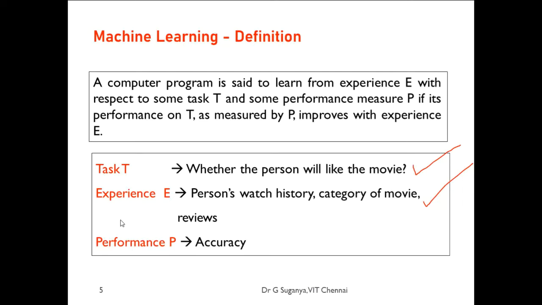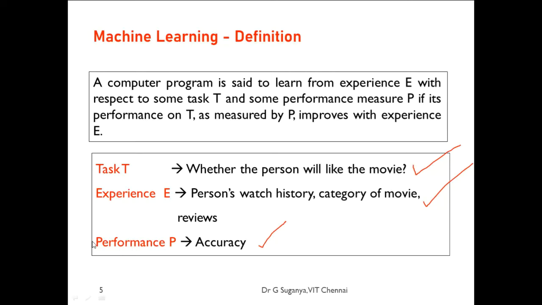Over the data set, we are going to perform a task. I have the data set, I have performed a task. How do I ensure the quality of the task? That's the next step, right? Because anything without ensuring the quality is of no use. If I say that a person will like the movie, how will you ensure it? That's done by the third parameter called performance. How do you measure the performance?